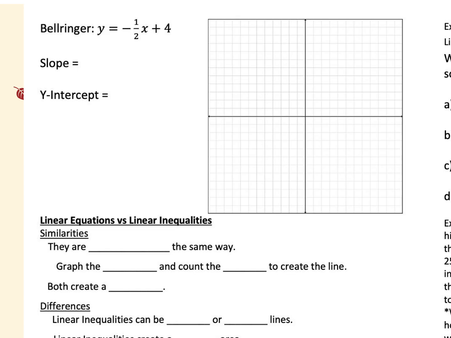All right, let's look at this bell ringer. What's the slope and what's the y-intercept in this equation? Negative 1/2, very nice.